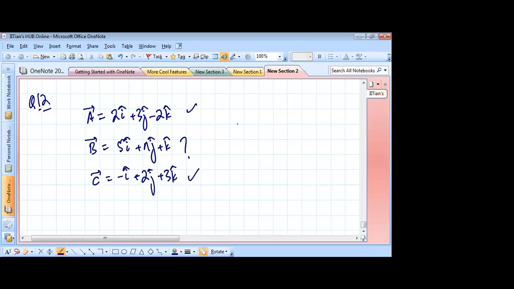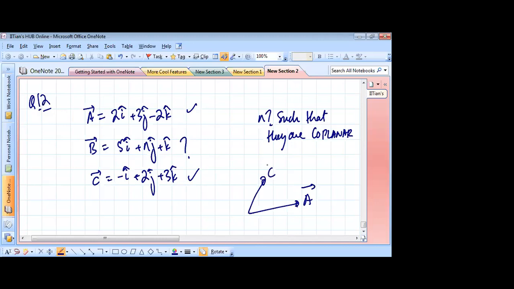So let's focus on this. We have to find the value of n such that they are coplanar. That is, all of them are lying in the same plane. Since A and C are known vectors, let us focus on them first. Suppose A is a vector like this and C is a vector like this. Then I want the condition that B should also lie in the same plane. B should either be here or wherever, but it should be in this plane somewhere.